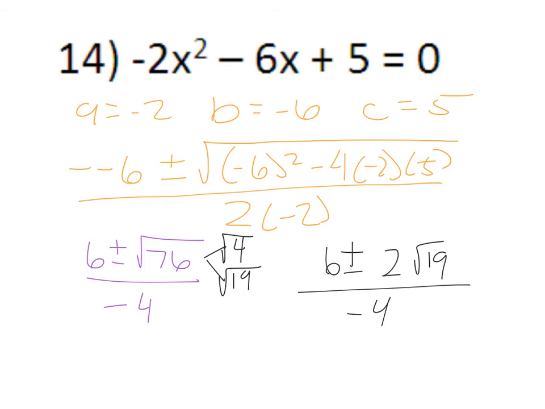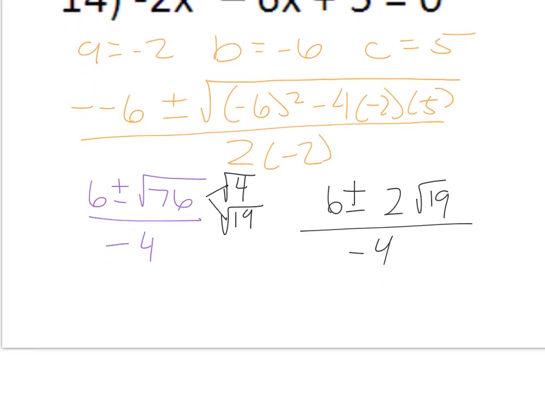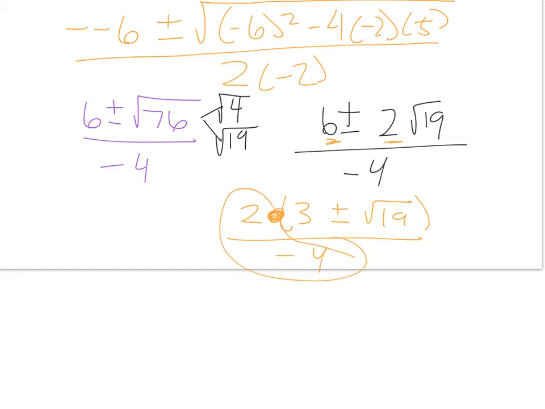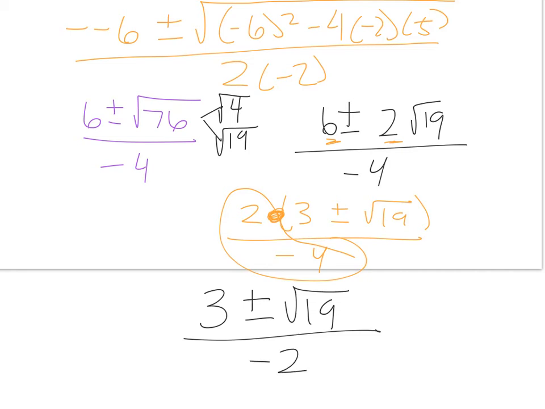The other way that you can factor this or simplify this further is, what do 6 and 2 have in common? You can take out a 2 here and be left with 3 plus or minus the square root of 19, because you're factoring out a 2, divided by negative 4. And now, because it's being multiplied, you can simplify this. So your final answer would be 3 plus or minus the square root of 19 divided by negative 2. Right here would be your final.